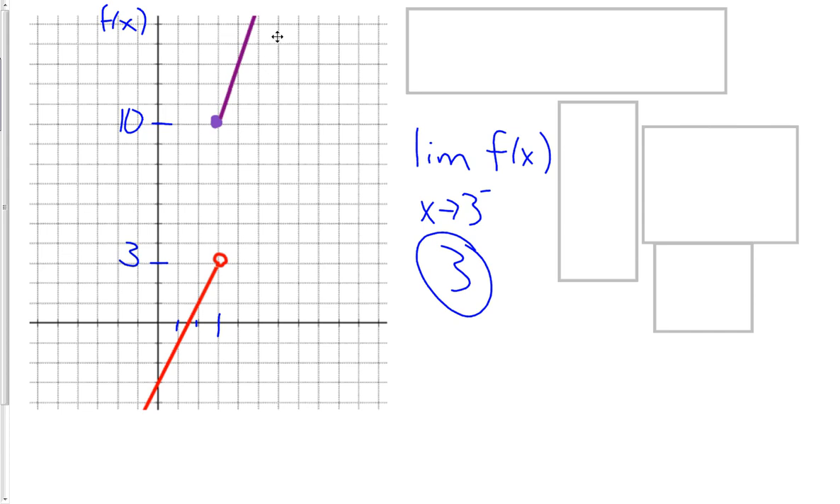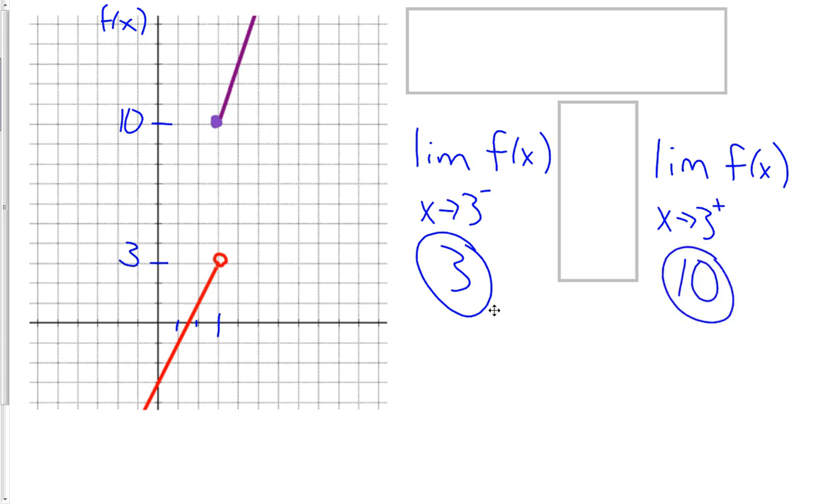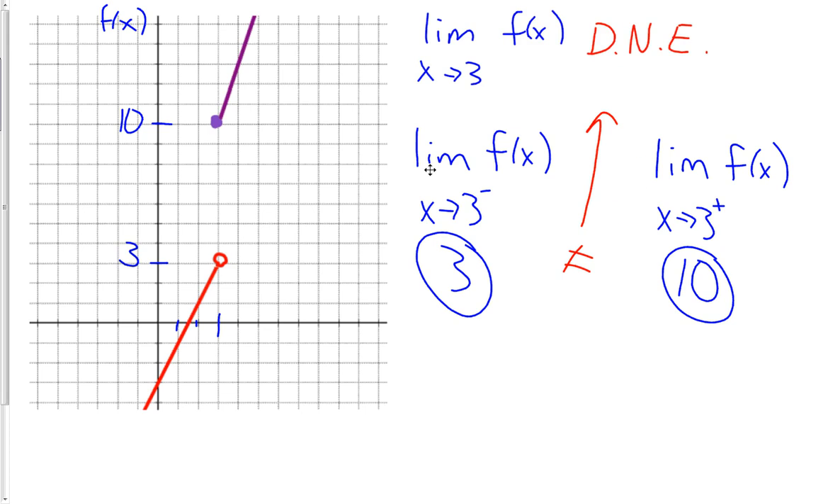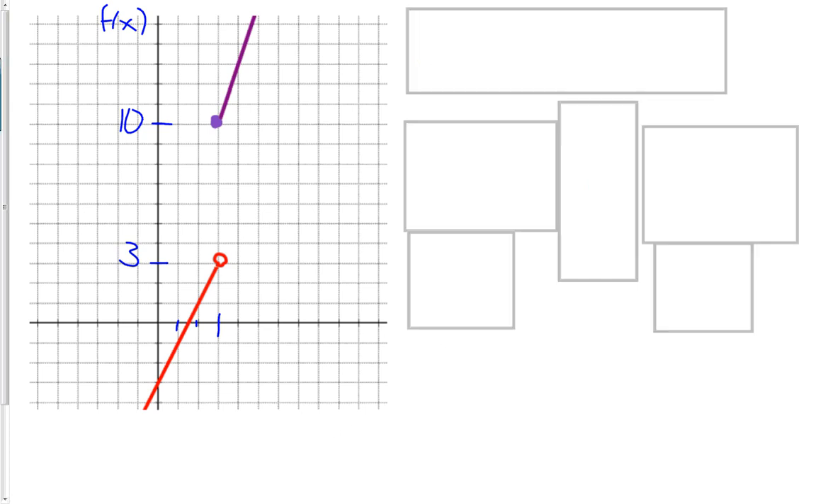Then I need to check the right side of my graph. So the right side would look like the limit of f of x as x goes to 3 positive. We're talking about this part from the right side of 3, and looking at our y value, I have it already marked here as 10, so this approaches 10. These numbers do not match, so if we were looking to see if the limit existed, we would say these don't equal, therefore the limit at 3 does not exist, DNE.